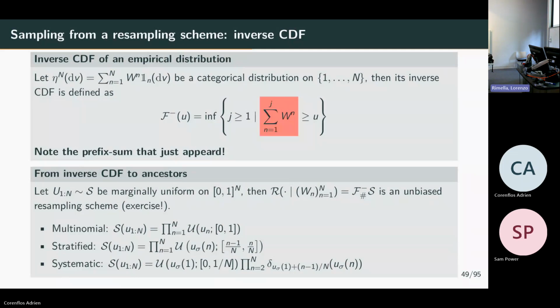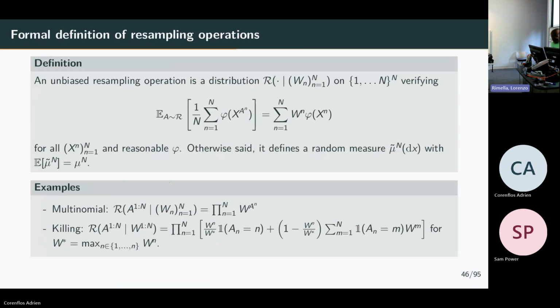Right, and so for instance, the multinomial, which will correspond to the categorical distribution of the weights, you just need independent uniforms. For the stratified, you need the stratified uniforms, and for the systematic, you just need one uniform, and then you shift everybody through strata. The killing one is just a mixture of a selection step and of the multinomial. All right, and so if you know how to sample from the multinomial, you know how to sample from the killing.